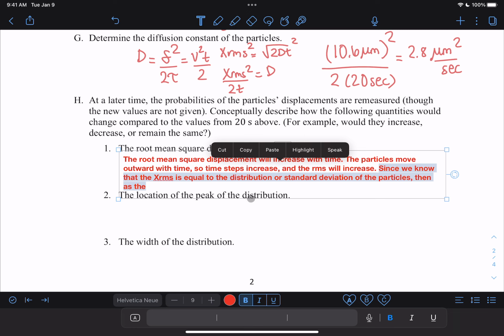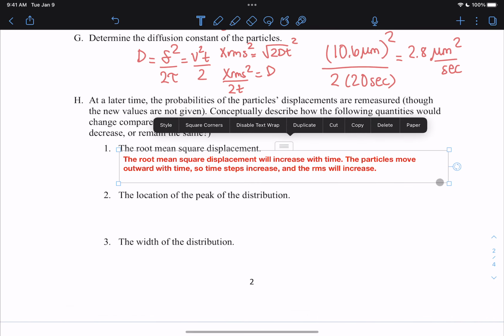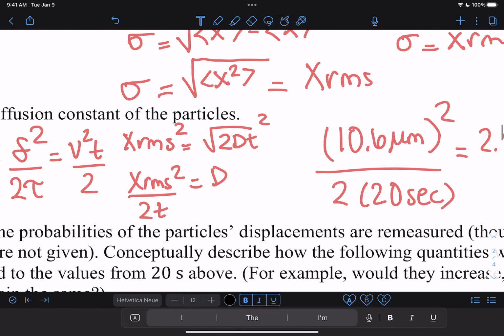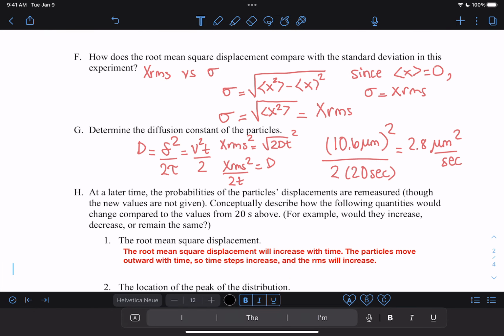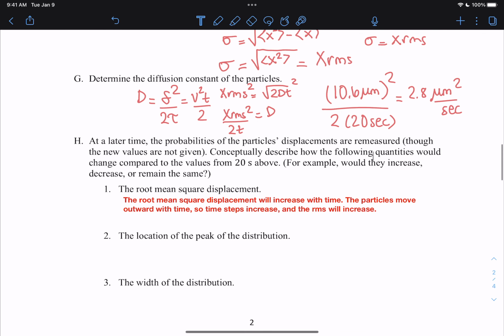But it doesn't matter honestly, that's just what I would prefer. I would prefer to describe it from a stance that since there's an increase in time steps, and x RMS is equal to root 2 dt, where t is time steps, then as you increase time steps, the x RMS will increase.